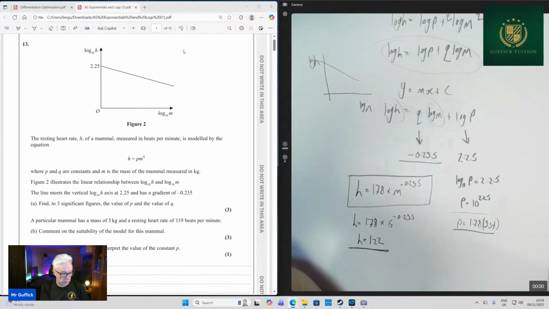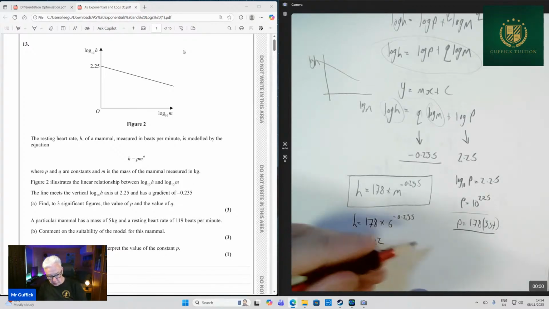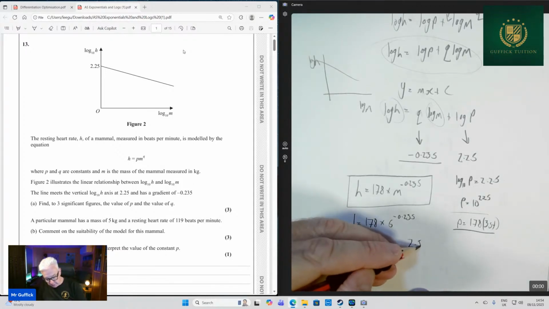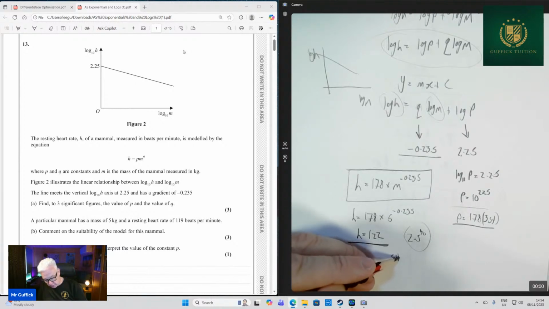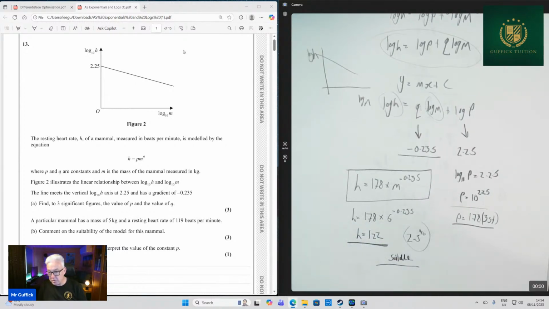And if we had 119 divided by 122, then that is like 97.5. So it's less than 2.5% out. So we're going to say that it is a suitable model. And as a good rule of thumb, if something's less than 10% out, then we can say that it's a suitable model. Okay.